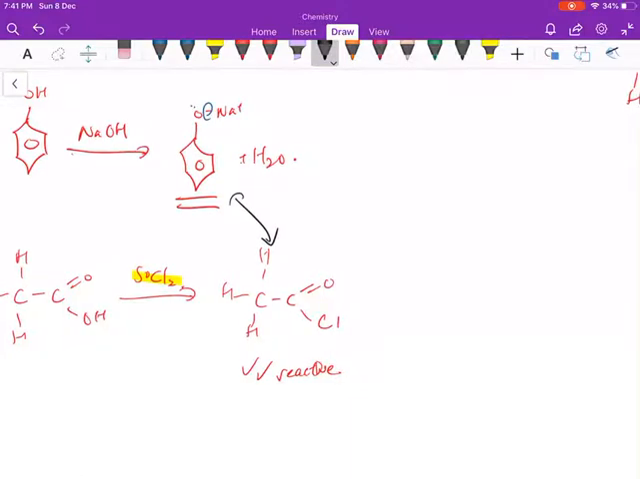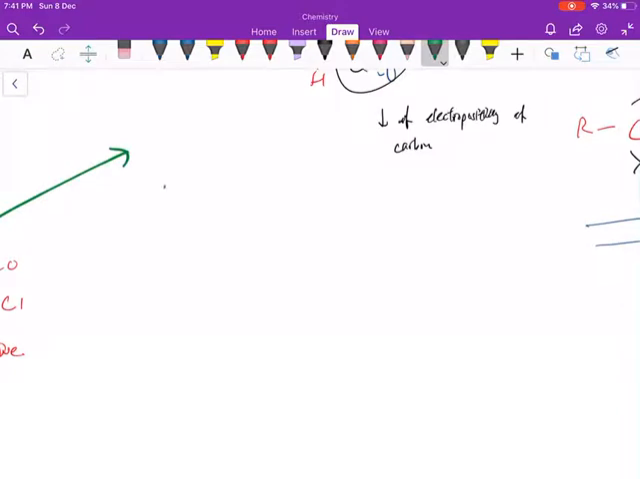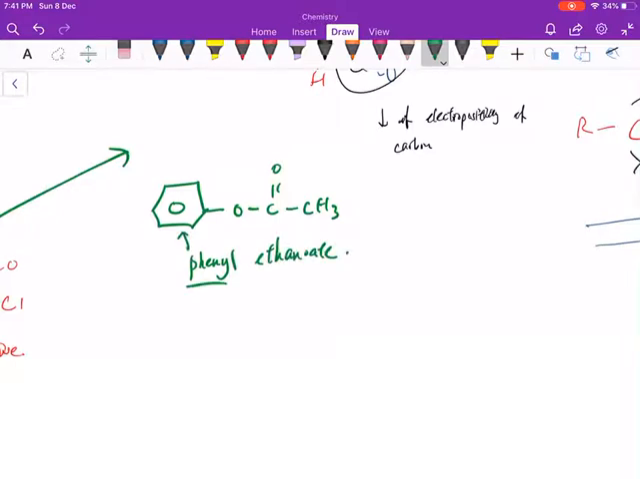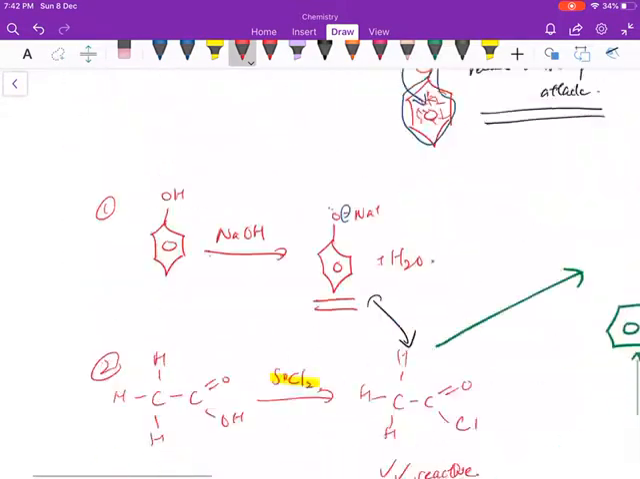So let's assume that they actually reacted. What are they going to form? They're going to form something that I'm going to use a green pen to draw, which is something like that. It's still an ester, but this ester is known as phenyl ethanoate. Phenyl ethanoate. Right.